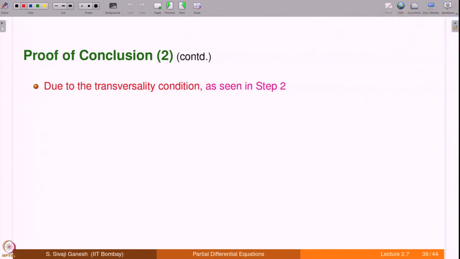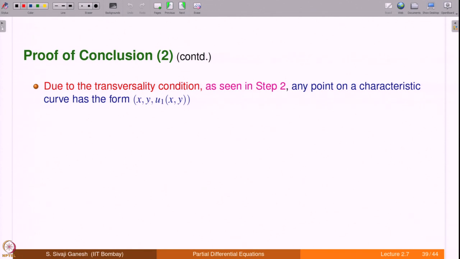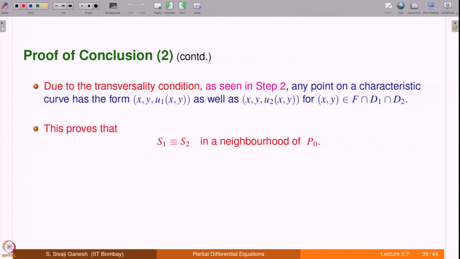Due to transversality condition, that is why step 2 is very, very important. Step 2, the maps phi and psi are inverses of each other, that is very, very important. Due to the transversality condition, any point on a characteristic curve has the form x y u 1 of x y, and also x y u 2 of x y, whenever you are in this common area F intersection D 1 intersection D 2. F, you remember, is the domain of definition for psi. This proves that S 1 coincides with S 2 in a neighborhood of P 0. Hence, u 1 is identically equal to u 2 on some neighborhood of x 0 y 0.